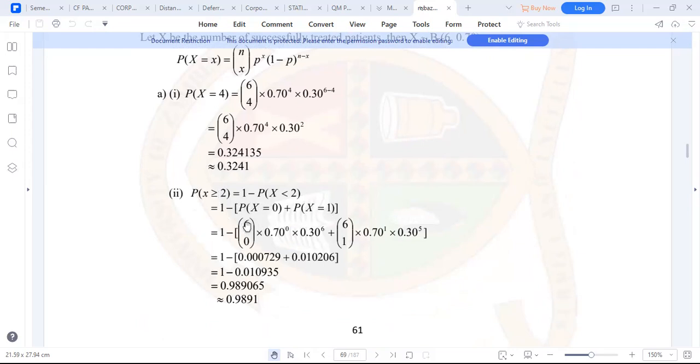So what's the probability of 0? Combination 6 choose 0, the 0 comes on 0.7, and the 6 comes on 0.3. Plus the combination 6 choose 1, the 1 comes on 0.7, then 6 minus 1, the 5 comes on 0.3. When you compute the combination of 0, you get this. Combination of 1, we get this. When you add these two and subtract from 1, this is the value for at least 2.